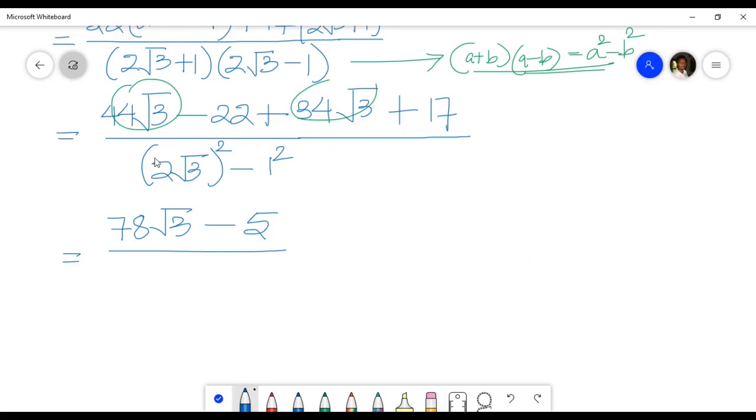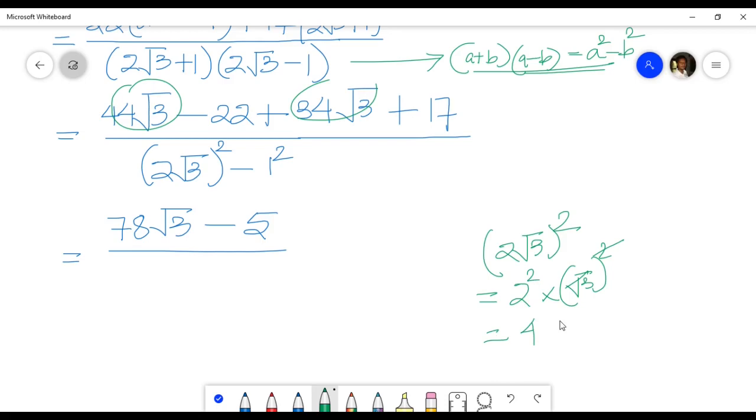Let's solve the denominator. I have explained to you this in the previous videos, but again I would like to explain it so that you get it and understand it much better. Now that square is for both 2 and root 3, right? So we separate it, 2 square into root 3 whole square. Square and square root cancels, leaving 3. 2 square is 4 into 3. And when we multiply it, we get 12. So 2 root 3 whole square is equal to 12.